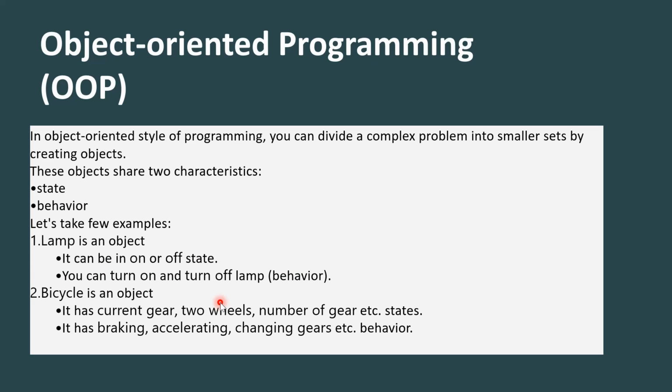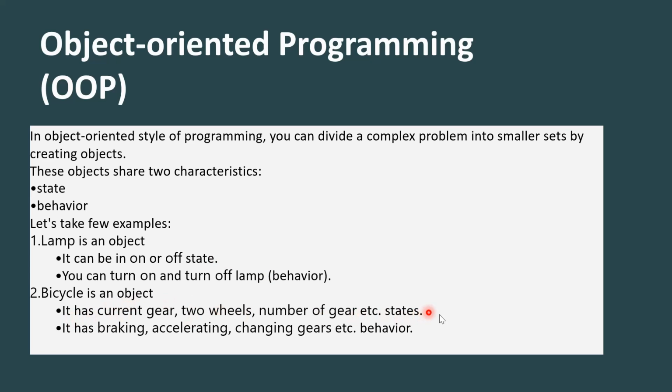In the object-oriented style of programming, you can divide a complex problem into smaller sets by creating objects. These objects share two characteristics, which are state and behavior. Let's take a few examples. We'll talk about a lamp and a bicycle. Let's see, a lamp is an object. Yes, it is. It can be in an on or off state. So I told you, state and behavior. These are the two possible states it can be in.